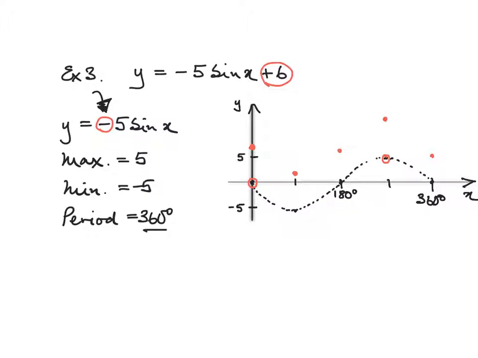And then we can, as best we can, try to get the shape of the sine graph. And that's the graph of y equals minus 5 sine x plus 6.